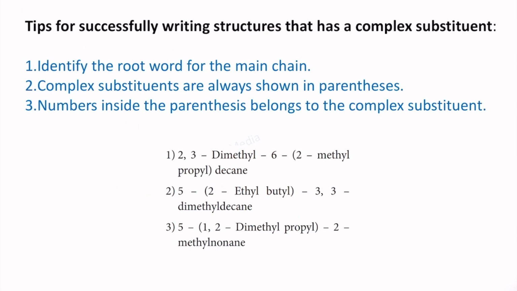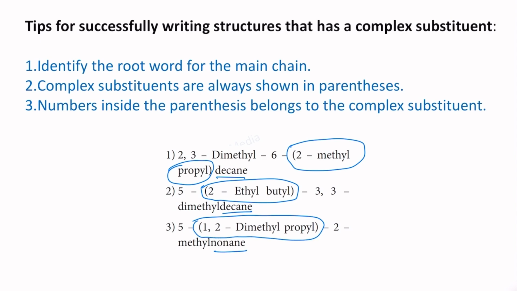Here are some tips for you in case you are having difficulty in writing the structures that have a complex substituent. Always identify the root word for the main chain and write down the main chain first, and then complex substituents are always shown in parentheses like this. They are always shown in parentheses, and therefore identify the complex substituent that is there in the parentheses. Also, the numbers inside the parentheses correspond to the complex substituent. They are different from the main numbers.